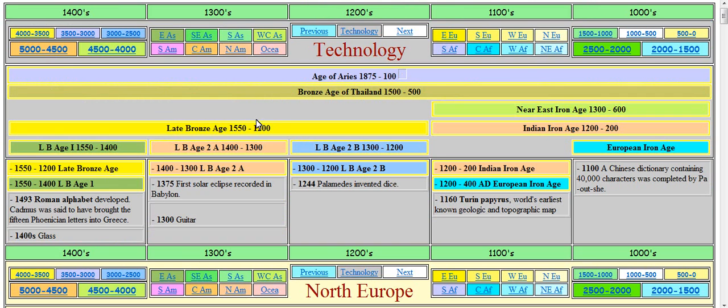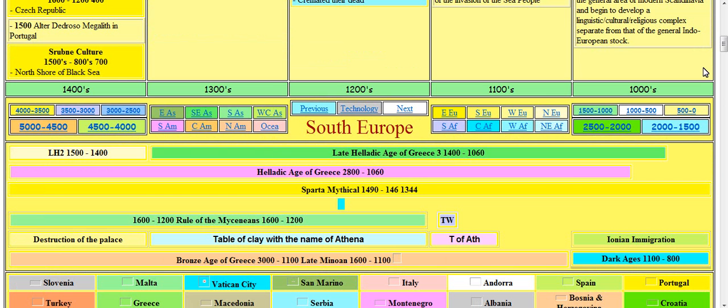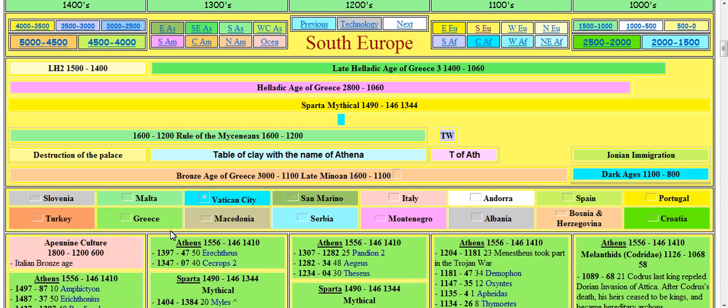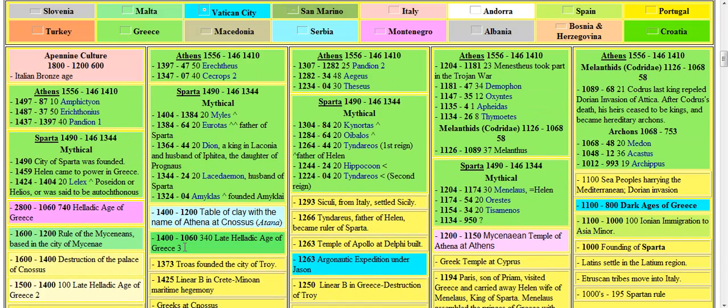Here's from 1400 to 1000. It's the same way. You can jump around. Let's see if there's anything interesting happening in South Europe, like Egypt, Greece. So here's Athens. You had the different kings of Sparta here, but it's mythical, so this is just from tales, because they didn't have written language at that point. But you had Canordius, and his son was Albetus.